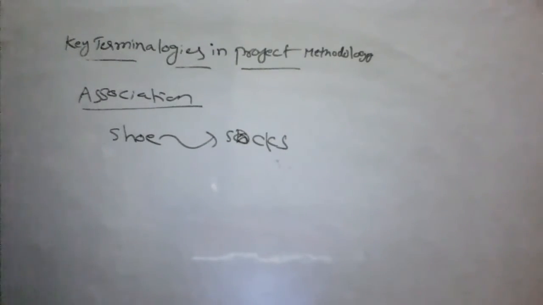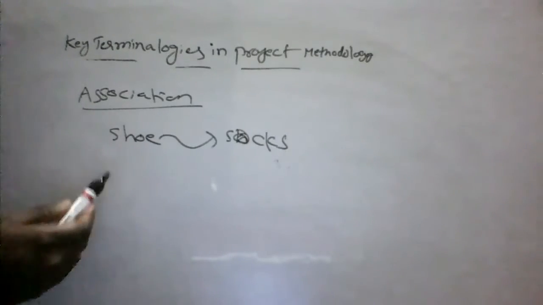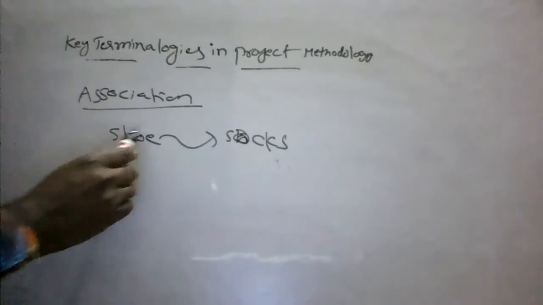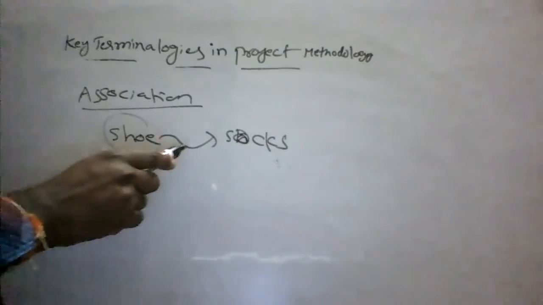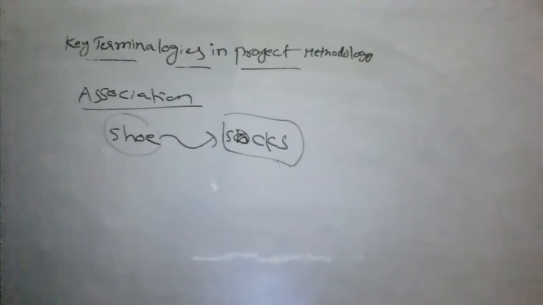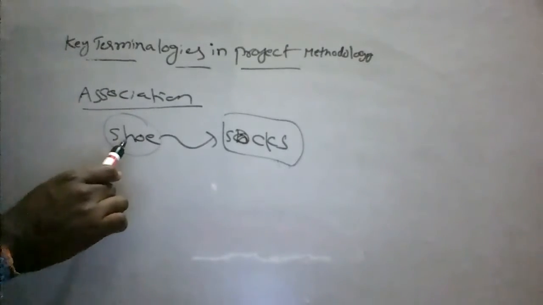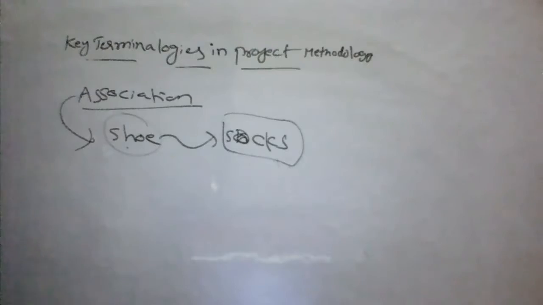If any customer buys a shoe of a particular brand, for example Reebok, Nike, or Adidas, then automatically we are promoting a cross-selling product, the socks of another company, which benefits us by increasing our margin and sales turnover. This is the relation between shoes and socks. These are the association rules.